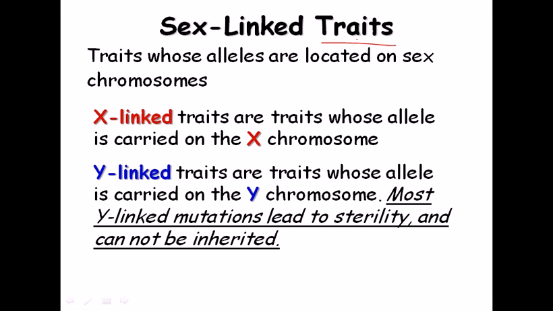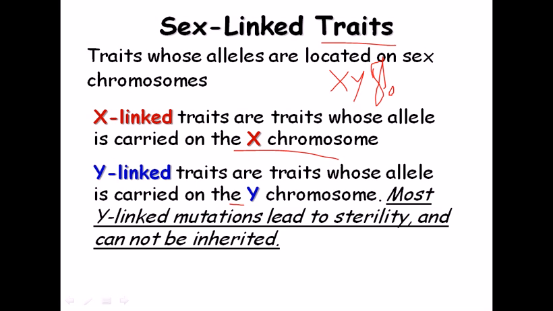Now traits whose alleles are located on sex chromosomes are called sex-linked traits, and the sex-linked traits will be carried by the sex chromosomes from one generation to another. X-linked traits are traits whose allele is carried on the X chromosome, and Y-linked traits are traits whose alleles are carried on the Y chromosome. This is the difference, because in human beings we have the XY type of sex determination. So we have the X chromosome, and we also have the small Y chromosome. So the genes we are talking about can be present in either the X chromosome or the Y chromosome.